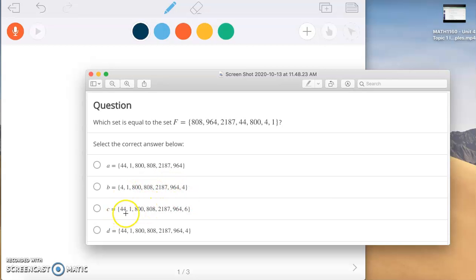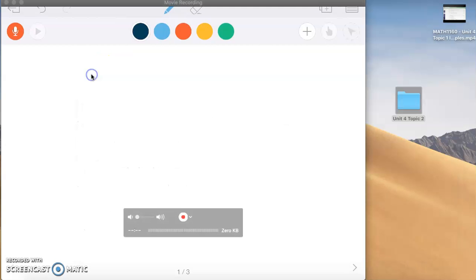Let's look at C. I noticed right off the bat that 4 is not included here, so it's not the right one. So D is the answer here. We have 44, 1, 800, 808, 2,187, 964, and 4. So it includes all the same elements. So the answer here would be D. Okay, all right, that's example 2.